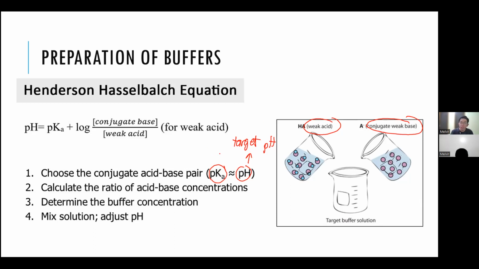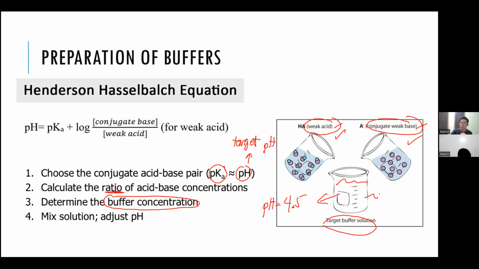From there, prepare concentrations of each, the weak acid and the conjugate base. Then calculate the ratio so that you can determine the buffer concentration. Once you've done that, mix together the weak acid and its conjugate weak base, and you will form a buffer solution already. Ang problem mo dyan, Josh, hindi ko ito na-highlight last time. Let's say pag pinag-mix mo si acetic acid and acetate, ang target pH mo ay 4.5. That's your target pH.